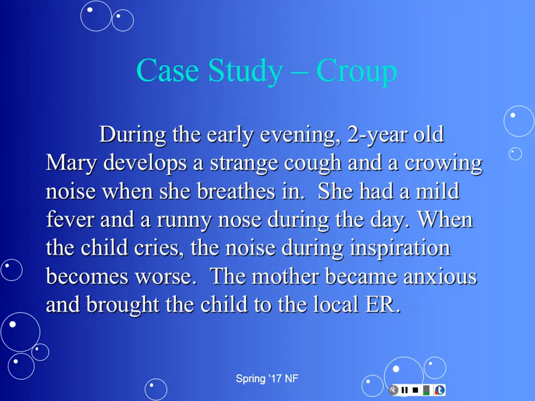So our first case, we're going to talk about what's considered traditional croup or acute LTB. So if we say croup, that's kind of what we're talking about. So we're going to talk about Mary. Mary's 2 years old. Mom tells you she developed a strange cough and a crowing noise when she breathes in. She's had a mild fever and a runny nose during the day. When she cries, the noise during inspiration gets worse, and so mom got really worried and brought her into the local emergency room.